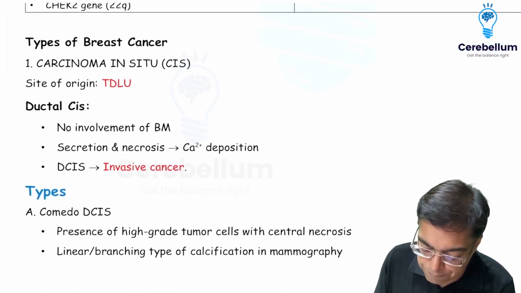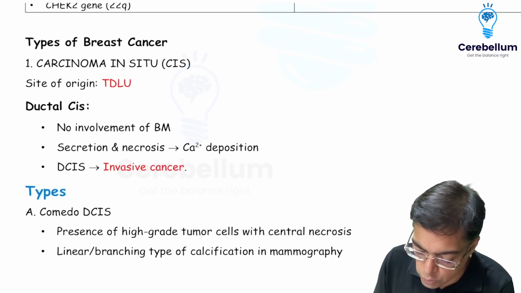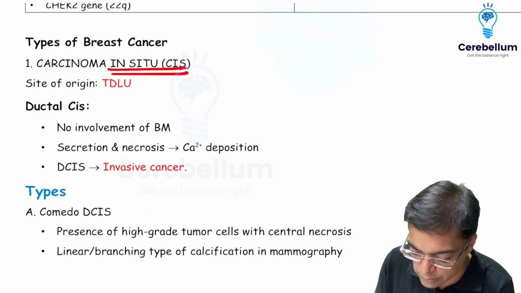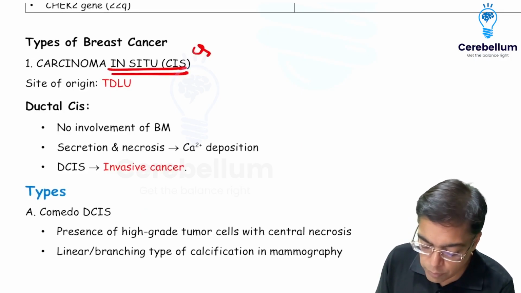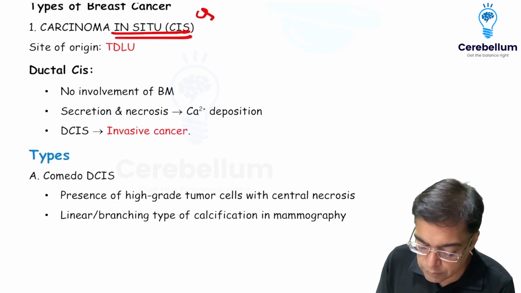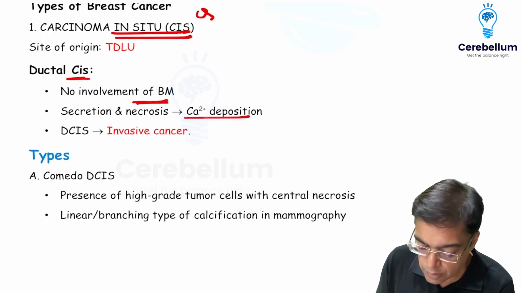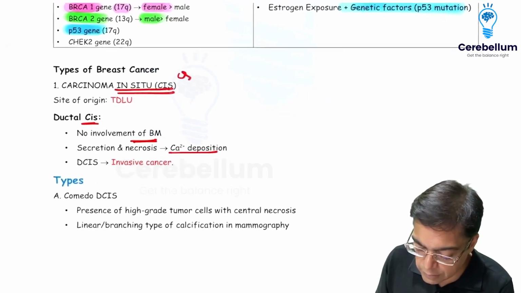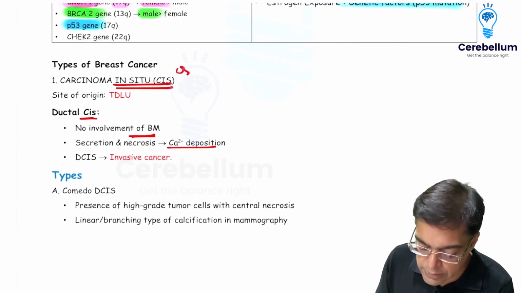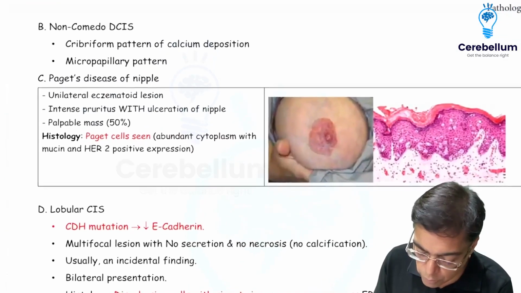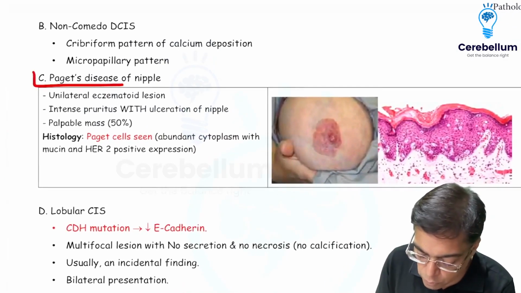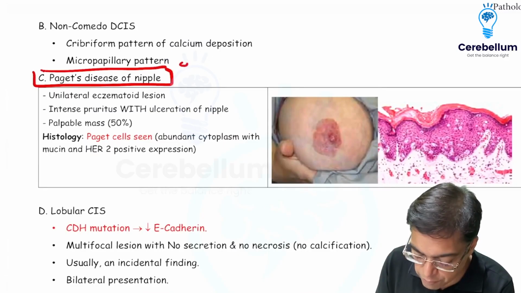When we are talking about the carcinoma in situ, it is going to have its origin from the terminal duct lobular unit. And the moment we are thinking in terms of ductal carcinoma in situ, as the name gives you a hint, there is no involvement of the basement membrane, but it can still have calcium deposition. There are different subtypes that we are taught about, something like the Comedo DCIS or the non-Comedo variant. But what I would personally prefer you to be familiar with is Paget's disease of the nipple.